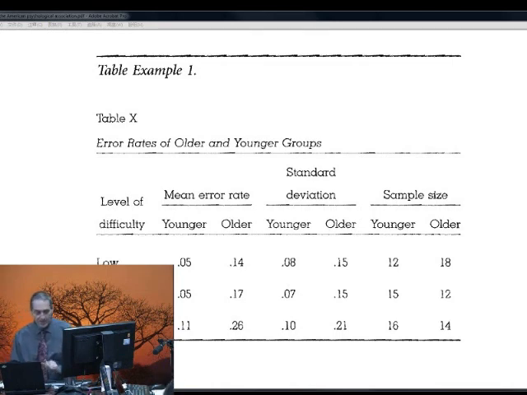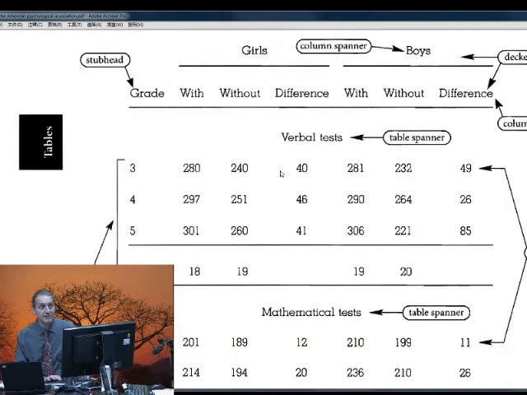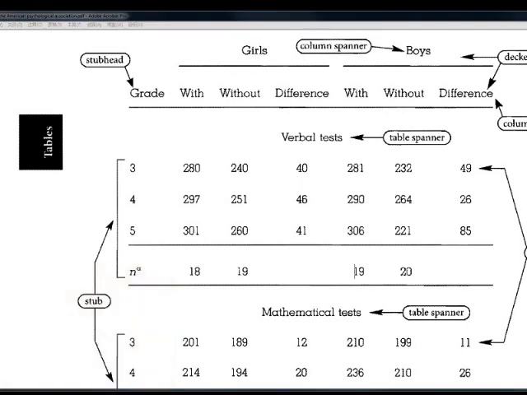Let's look at the next page, and here is a really great example of why I like the APA style guide. Right there, they lay it out for you. Isn't that wonderful? Boom, here's what you do. Here's how it works.